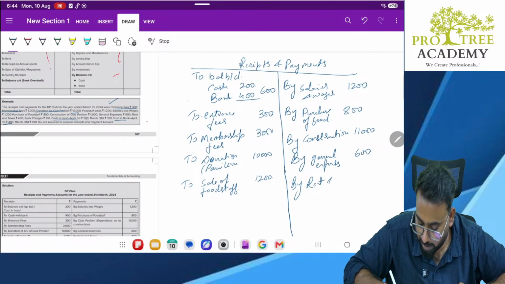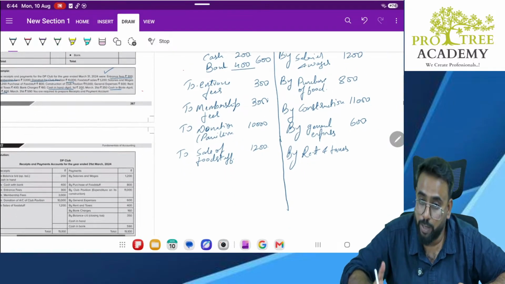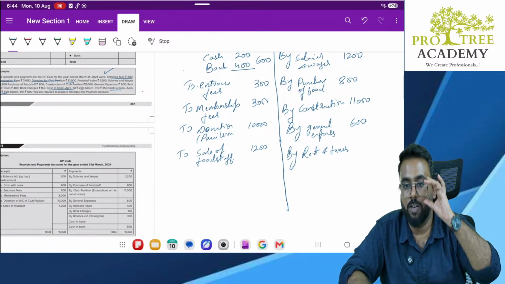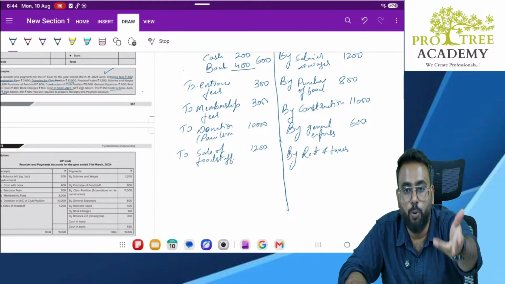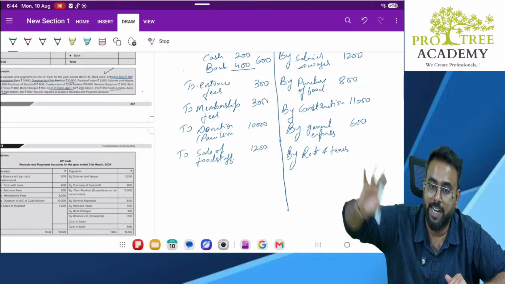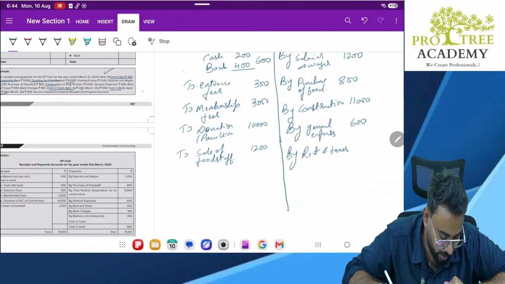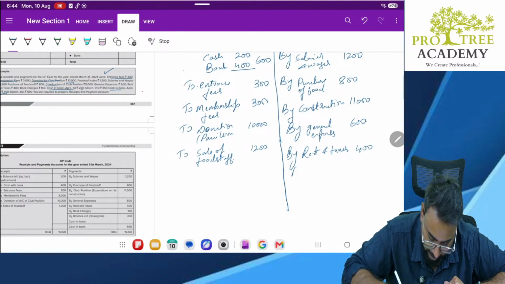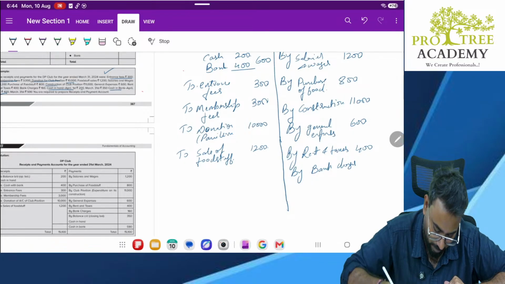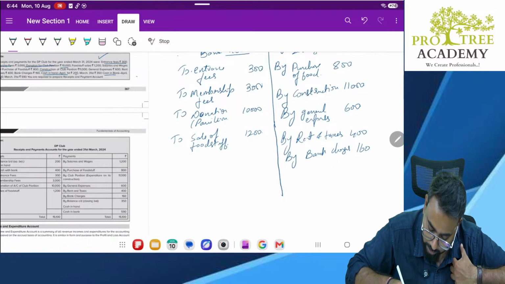Rent and taxes, you should be careful whether it is income or expenditure. You need to understand, because an NPO can receive rent, a temple can receive rent also, correct or no? Yesterday I gave you an example, choultry of a temple, they get rent, correct? So be careful, here we are taking it as expenses because it is coming along with all other expenses, correct or no? Next, what is the amount? 400. Then by bank charges 160. Okay. Now you see how this receipts and payments will work.